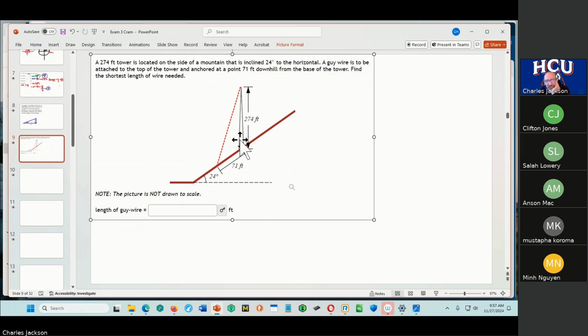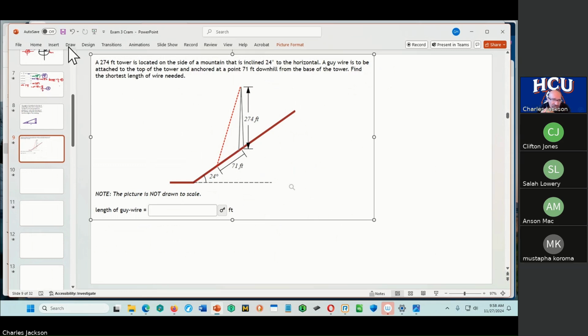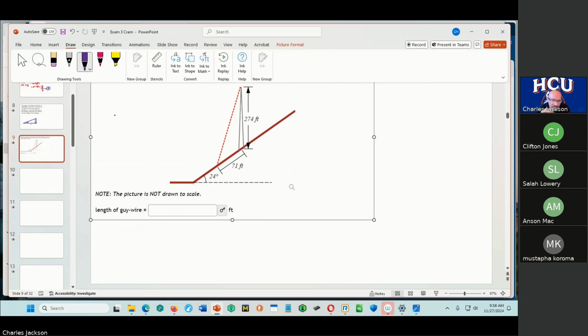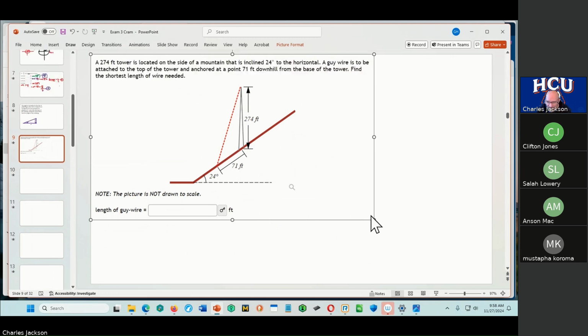Okay, so it's an oblique triangle. It's not a right triangle. It's an oblique triangle, and so it's definitely a law of sines or law of cosines formulation. Okay, we've got the length of a side that's known, and that's 274.